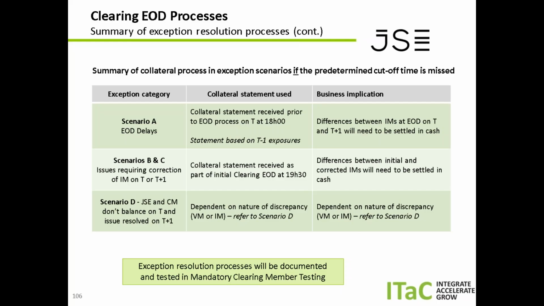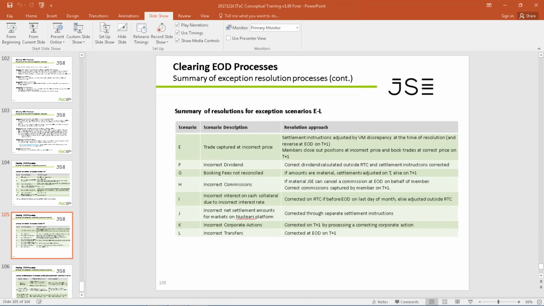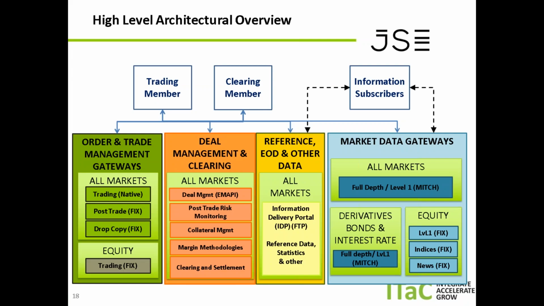This is just a bit more detail. So this is the order and trade management gateway. Trading is native, post-trade is FIX, drop copy is FIX, and the equity trading is FIX. Deal management is the EMAPI messages. Post-trade risk monitoring, collateral management, margins, and clearing and settlement. Reference data is all markets. It's the IDP where you will get all your reference data from. And then market data gateways is where you will get all your market data, where you will have to sign the JSE data agreement.